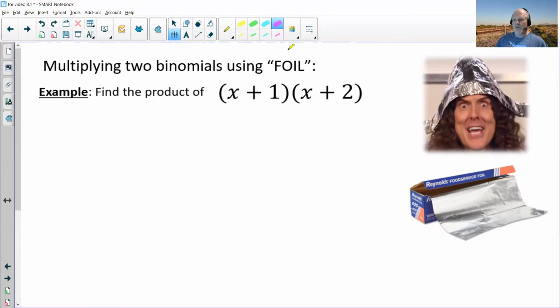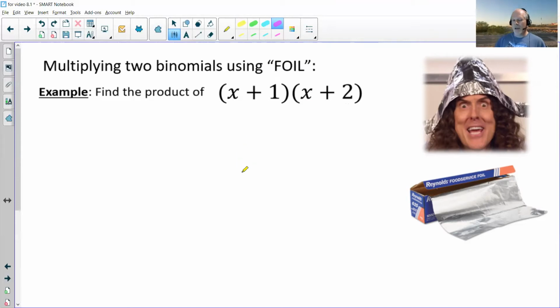But the acronym is FOIL, and it is so common that I would be remiss if I did not mention it. You'll even hear people talk of foiling two binomials. What they mean is multiply the two binomials using the distributive property. But the word FOIL is so ubiquitous now, some people just refer to it as that.